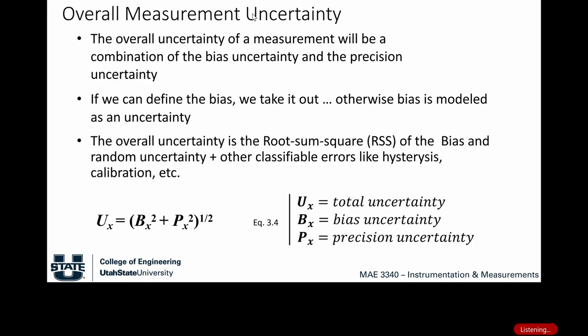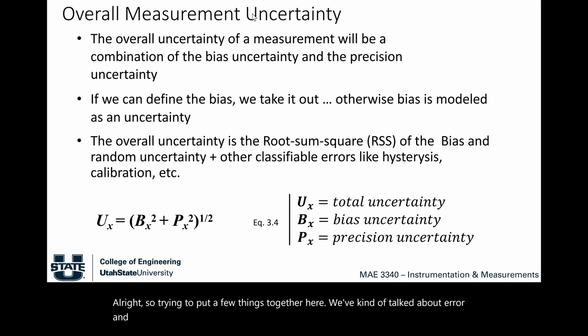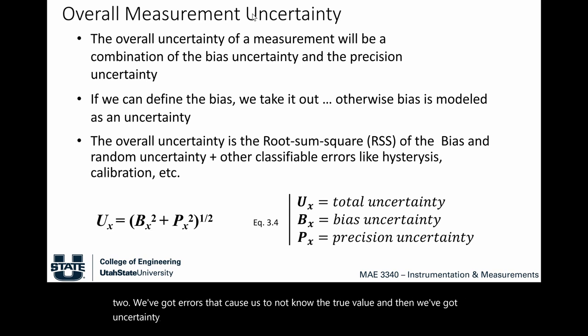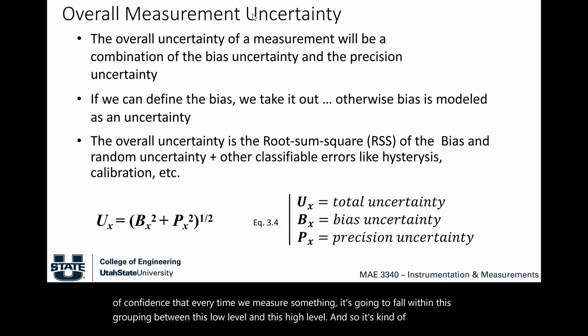All right, so trying to put a few things together here. We've talked about error and uncertainty, the difference between the two, and also the relationship between the two. We've got errors that cause us to not know the true value, and then we've got uncertainty, which is essentially a numerical bound that says we have a certain degree of confidence that every time we measure something, it's going to fall within this grouping between this low level and this high level. And so it quantifies our error.